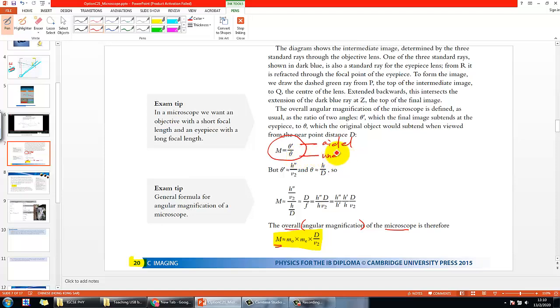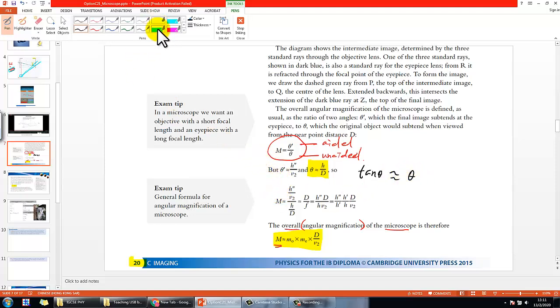over the unaided one. Unaided means as if you try to look at the object directly at the distance, usually what we call the near point, 25 cm. So that's why theta is h, which is the original object size, divided by d, which is the distance from the object. Again, it is usually 25 cm if we are talking about the near point. The reason this is equal, if you recall, is because of tangent theta. When the angle is small, it is similar to theta.